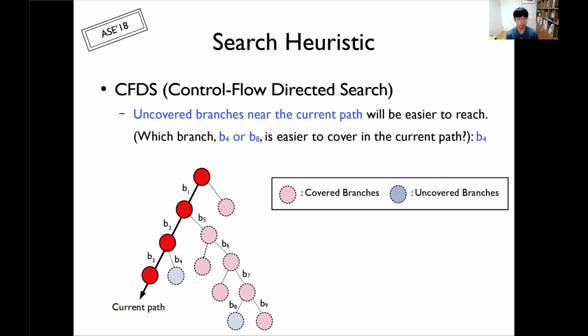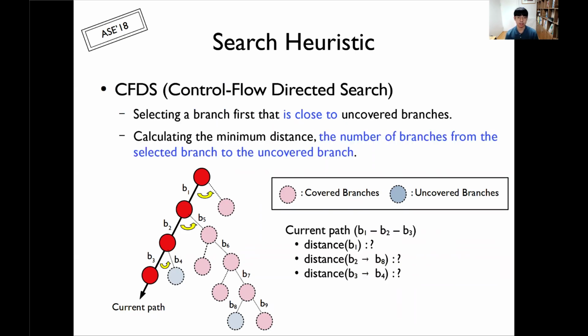The answer is B4, because the branch B4 is closer to the current path than B8. Of course, uncovered branches close to the current path are not always easy to reach, but this CFDS heuristic usually expects them to be easy to reach. So the CFDS heuristic aims to first select the branches to negate that are close to uncovered branches at the current path. To do so, it first calculates the minimum distance from each branch in the current path to uncovered branches.